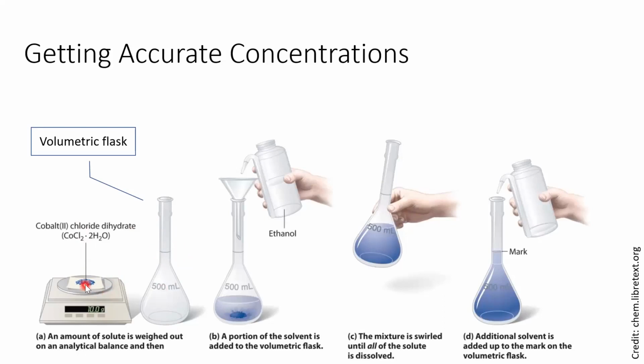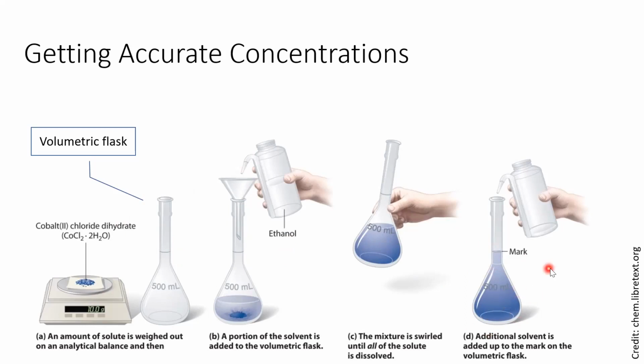So we carefully take that cobalt chloride dihydrate, we put it into our volumetric flask, we add our solvent, the solvent's ethanol, it doesn't matter in the calculation. We dissolve it, okay, shake it around, make sure all the solute's dissolved, and then we keep adding the solvent until it gets to that etched mark. The volume of the total solution is 500 milliliters.